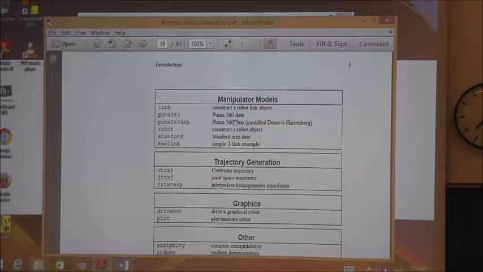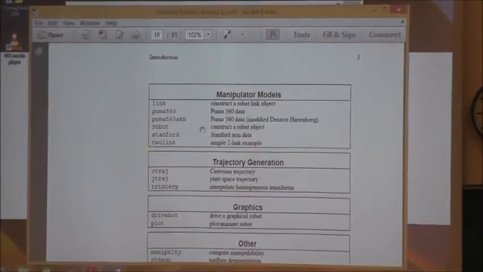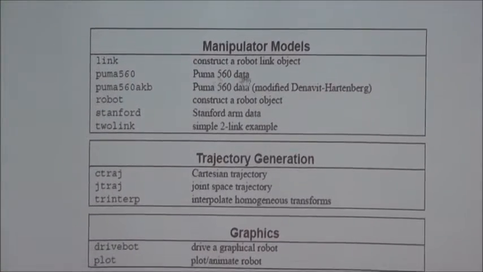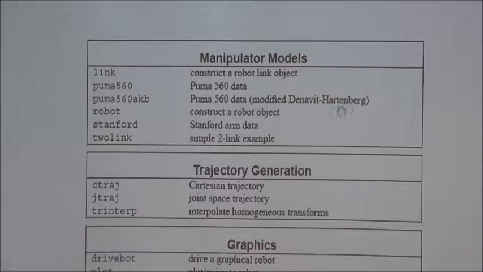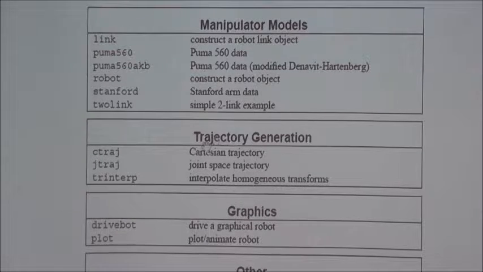Puma 560, that's a manipulator model for that. And this one is a Puma 560 with the modified DH parameters, which I don't want you to really bother with. I don't want to confuse you with the notation. Even the author says students get confused. Okay. Robot constructs a robot object. This is general. Here is a Stanford arm in it. Okay. And the two-link robot, which is the simplest one, you can ask anybody. These are the trajectory generation: Cartesian trajectory, joint space trajectory, interpolated homogeneous transform.